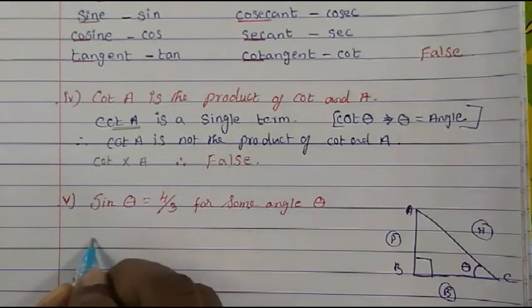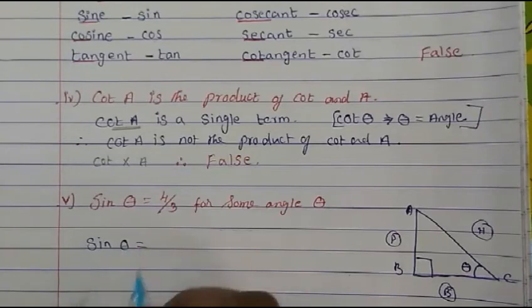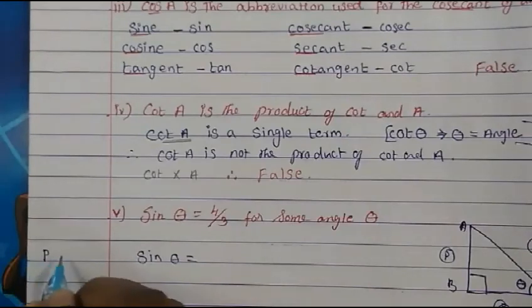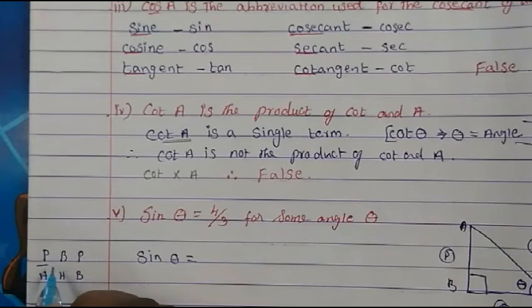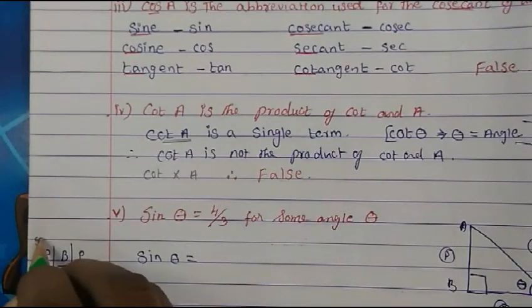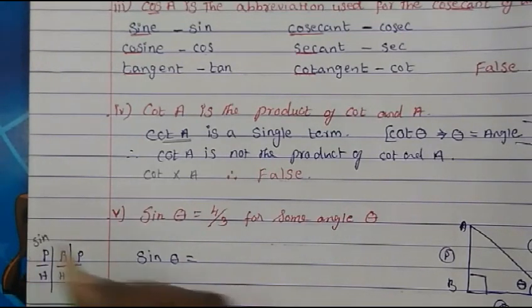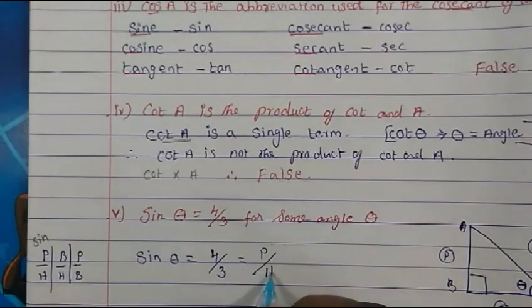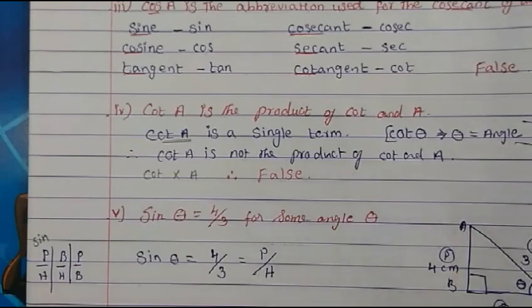Now sine theta, what is sine? I told you the ratios, how to write: Prince beating princess, horribly beating. So sine is perpendicular upon hypotenuse. What is given to us, we'll write down first. So perpendicular is 4 centimeter, and hypotenuse is 3 centimeter.